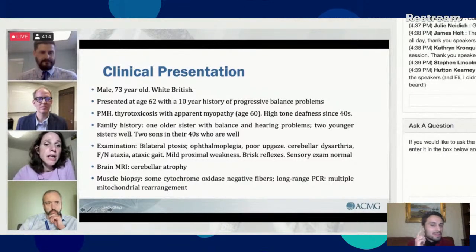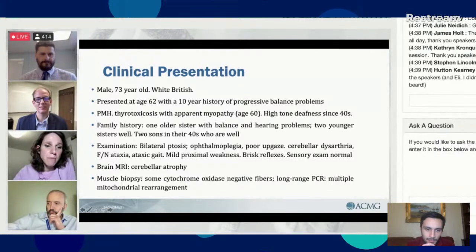On examination, he had bilateral ptosis, ophthalmoplegia, and poor upgaze. Hard cerebellar signs were noted, including cerebellar ataxia, finger-nose ataxia, and ataxic gait. The motor examination revealed mild proximal weakness. He had absent reflexes, and the sensory examination was normal. The brain MRI revealed mild cerebral atrophy. So at this stage, a mitochondrial disorder was suspected.